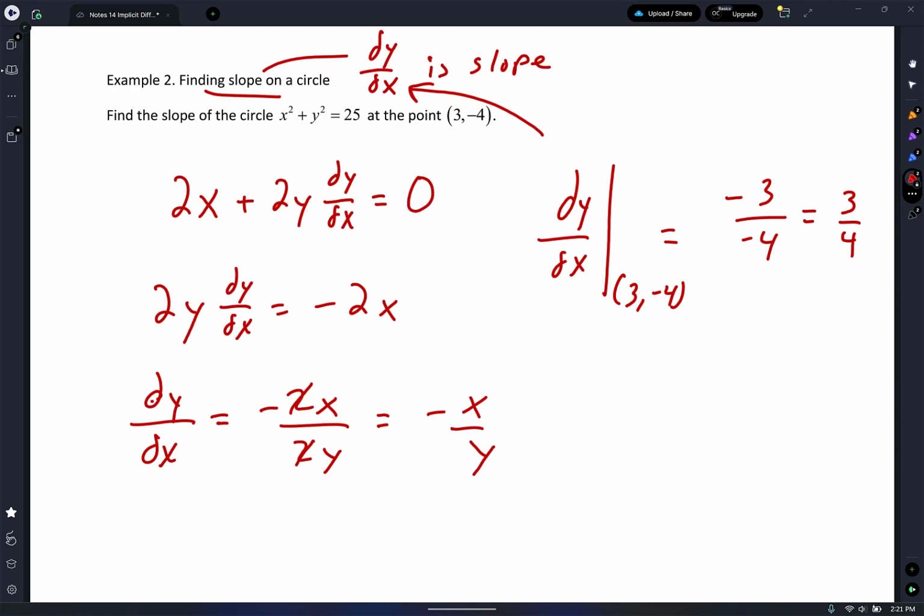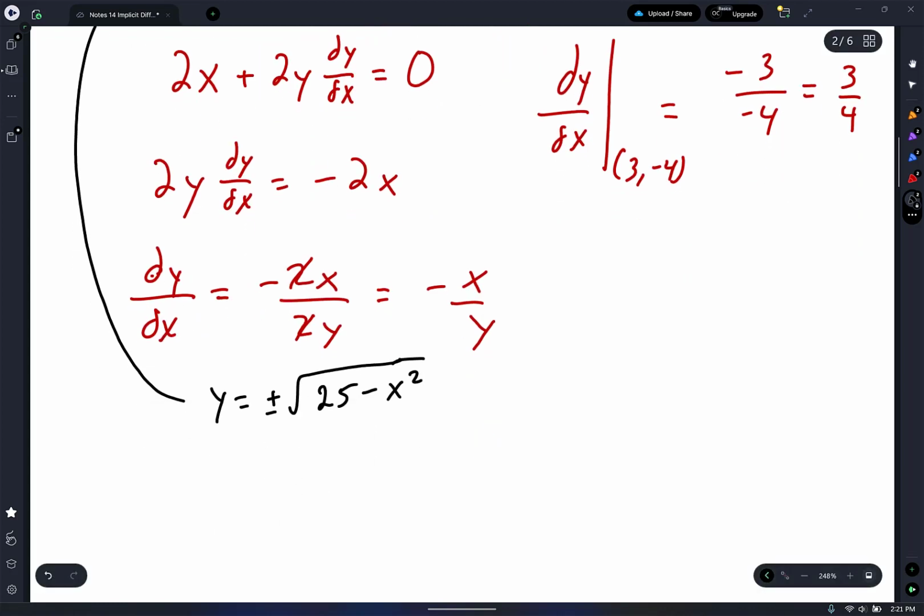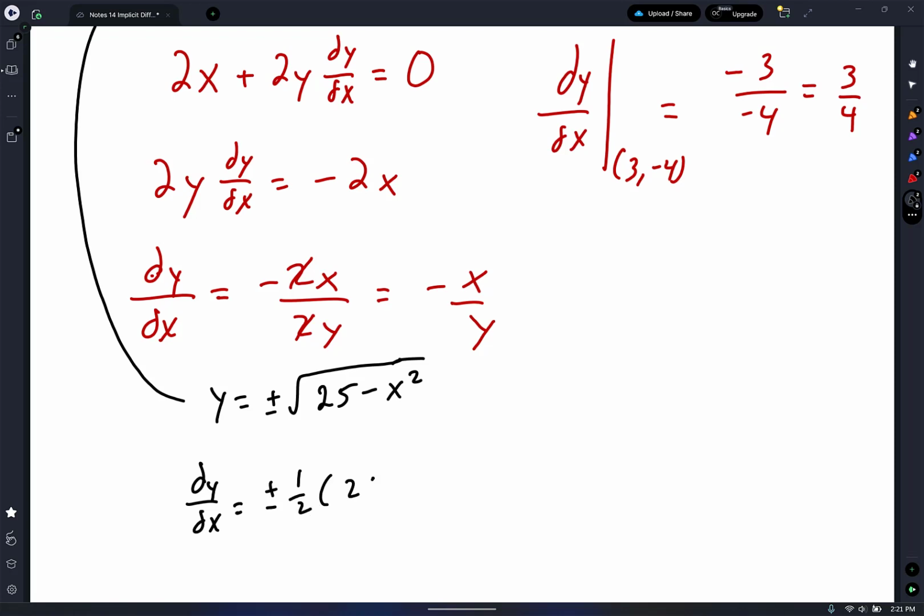How do we feel? Is this a lot easier than finding y equals? So you want to see how it would have looked before? You don't have to write it down. You just look how it would have looked before, guys. You would have had to have gone y equals plus minus the square root of 25 minus x squared. You don't have to write this. Then you could have written dy/dx equals, bring that half to the front, plus minus 1/2, leave the inside alone, 25 minus x squared to the negative half times the chain rule, negative 2x. Look at all that work.